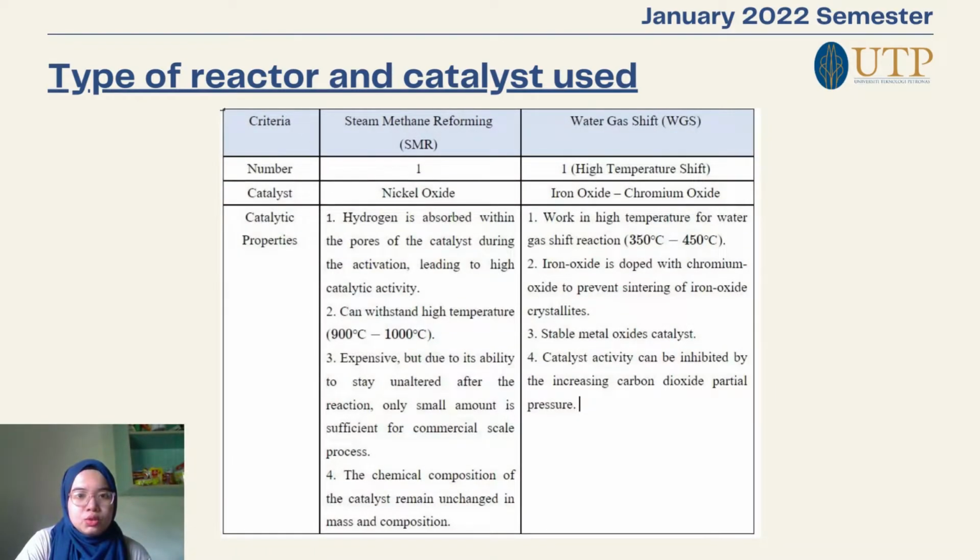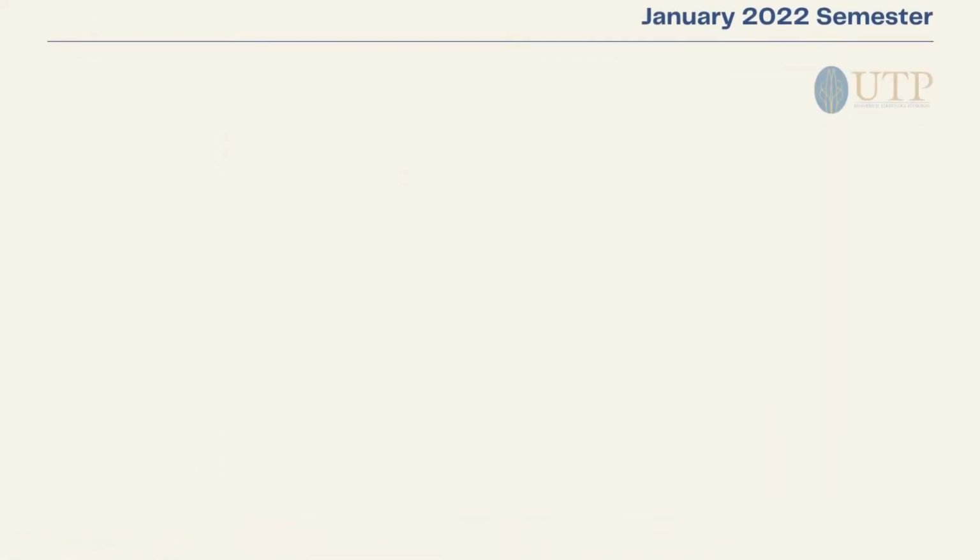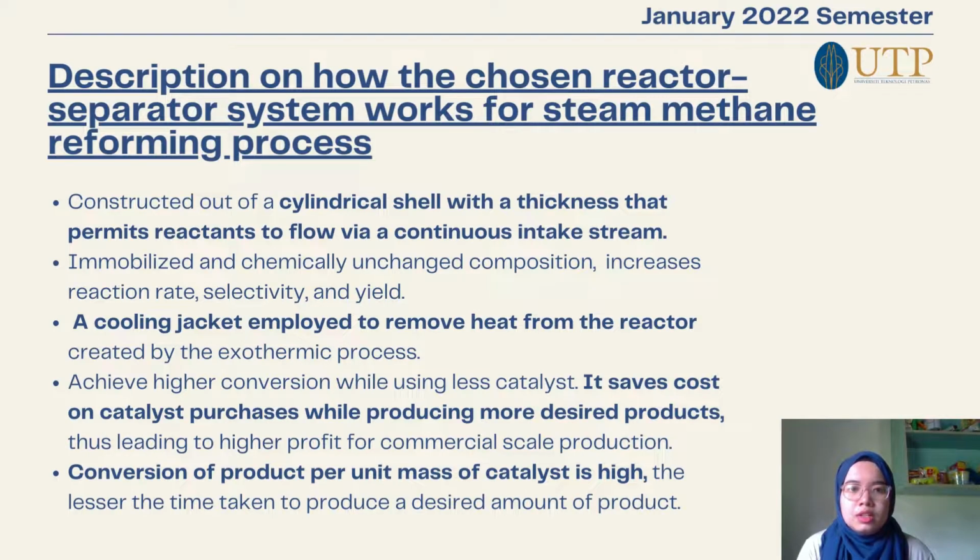For the type of catalyst used for the steam reforming reactor, we use nickel oxide, and for the water gas shift reaction, we use iron oxide doped with chromium oxide. As for how the reactor system works, it is a cylindrical shell with a thickness that permits reactants to flow continuously. It has a cooling jacket employed to remove heat from the reactor. It saves costs on catalyst purchases while producing more desired product, and the conversion of product per unit mass of catalyst is high.